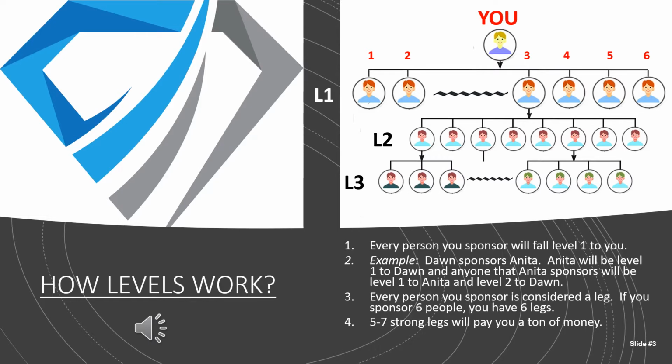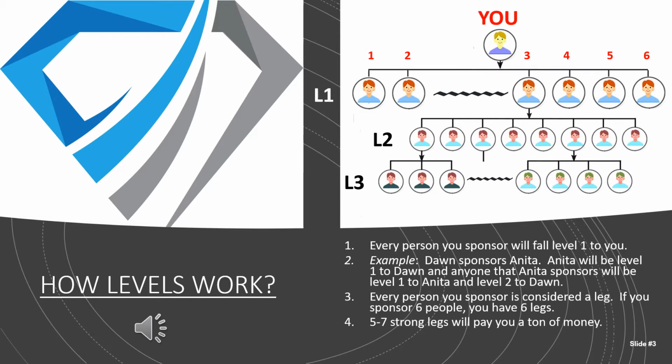Okay, so how do levels work? Two things are important to know: you have legs and you have levels. Legs, as you can see, there are 6 legs, so every single person that you sponsor is considered a leg. If you have 2 personally sponsored people, you have 2 legs. If you have 5 personally sponsored people, you have 5 legs.